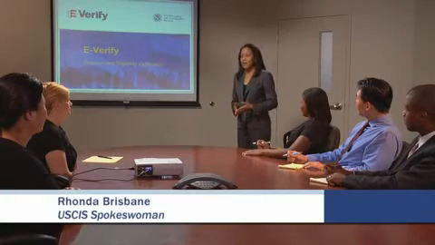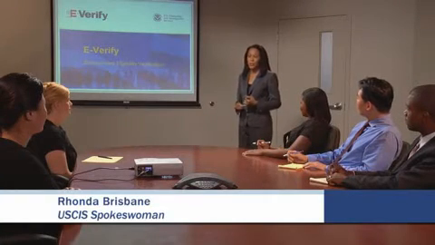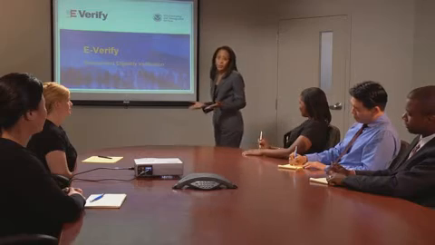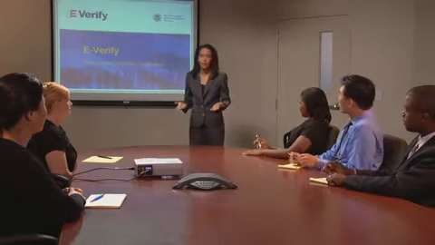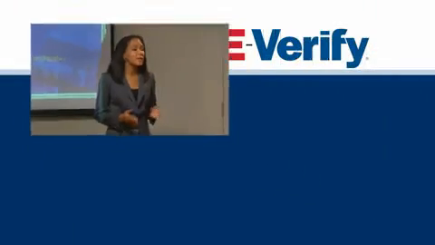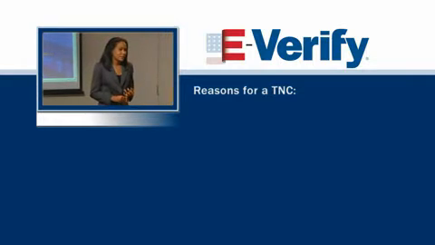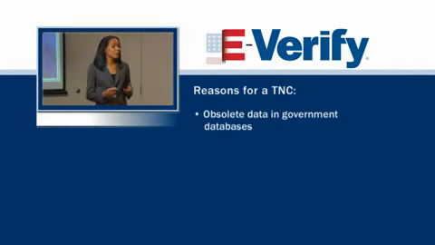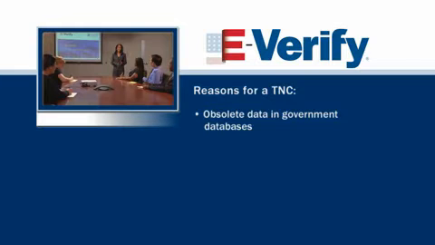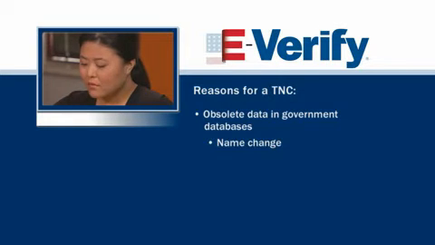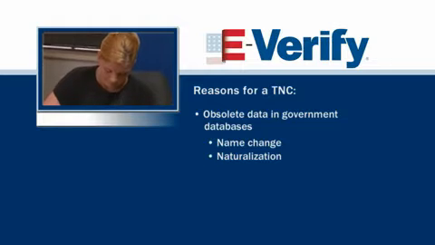It's important to understand why tentative non-confirmations, or TNCs, occur. There are several reasons why someone who is authorized to work may receive a TNC. Never assume that a TNC means the employee is not authorized to work in the United States. In some cases, there may be discrepancies or obsolete data in government databases that need to be resolved. For example, a person may have failed to notify the Social Security Administration of a legal name change after getting married, or that he or she is now a naturalized citizen.